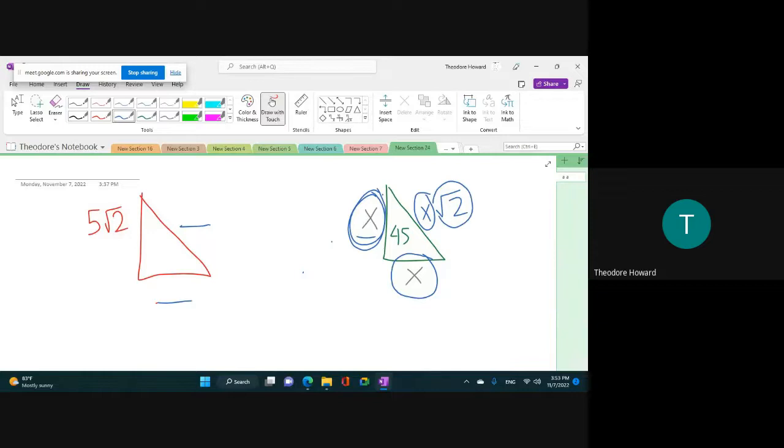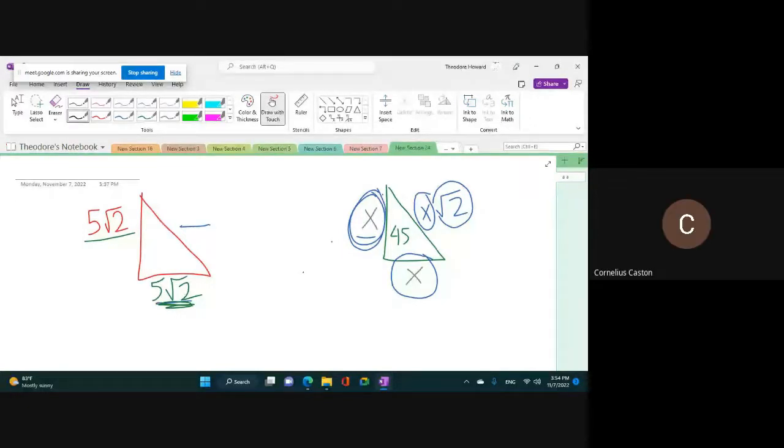So with that in mind, let's try this. If this is 5 square root of 2, what's this going to be over here? Still 45, 45. 5 square root 2, nicely done. Okay, so let's do the hypotenuse. What's the hypotenuse going to be? It's 10. Good job. It is going to be 10.